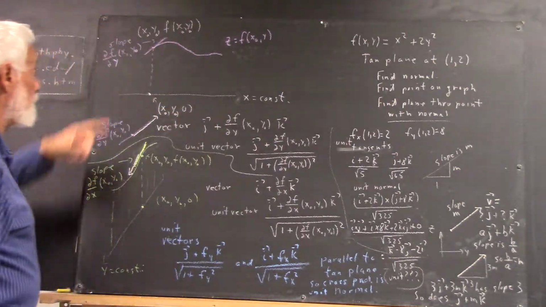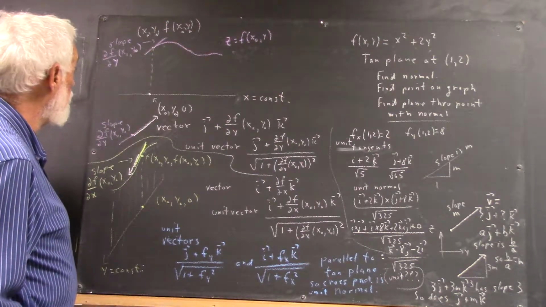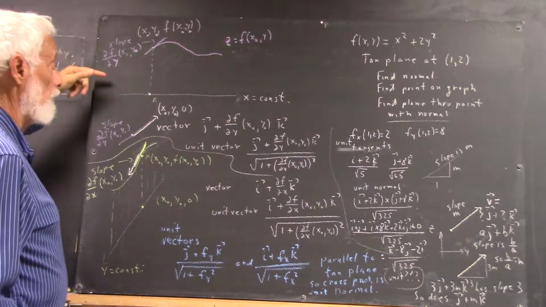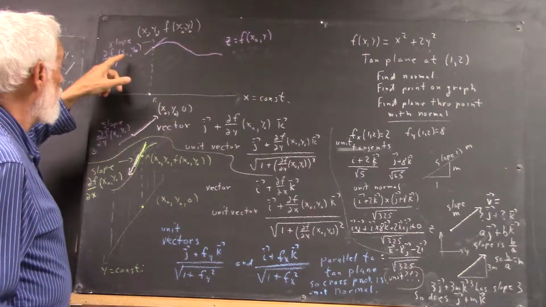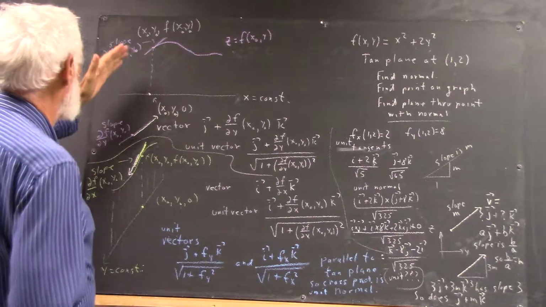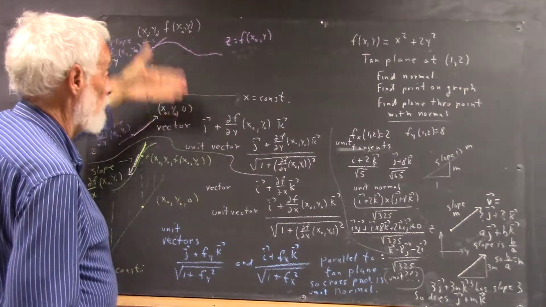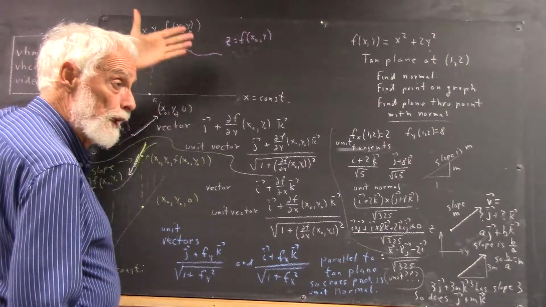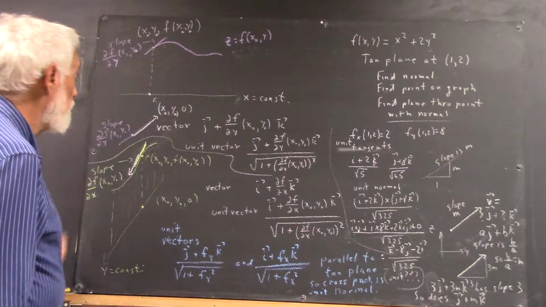The slope at this graph point, x naught, y naught, f of x naught, y naught, is just the partial derivative of f with respect to y, evaluated at the point x naught, y naught. And that's just going to be, again, the slope of this graph within the x equals constant plane, a plane parallel to the yz plane at this point.